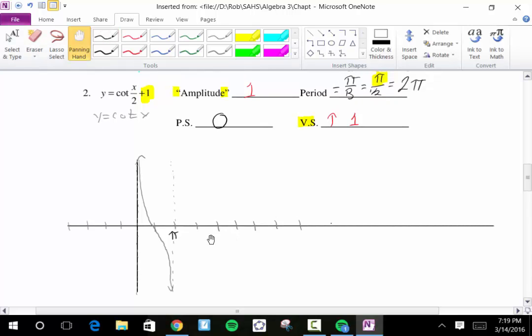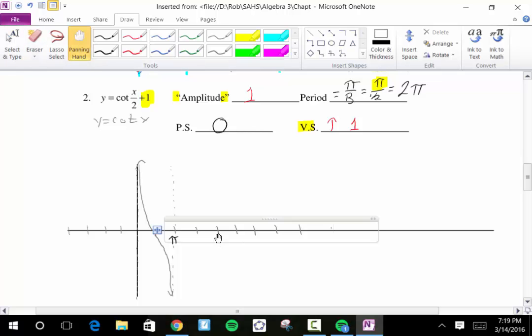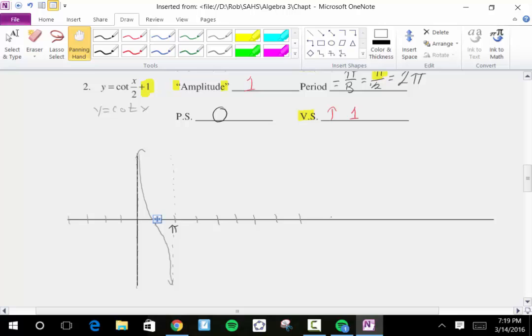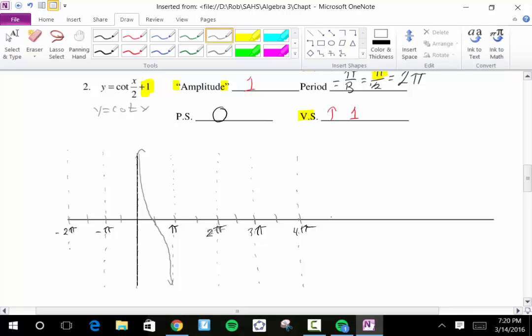So at 2 pi, 3 pi, 4 pi, the same things happen. And at negative pi and negative 2 pi. We have these vertical asymptotes happening at every pi, and we got a cotangent. So it's going through its whole cycle every pi. It's like this.